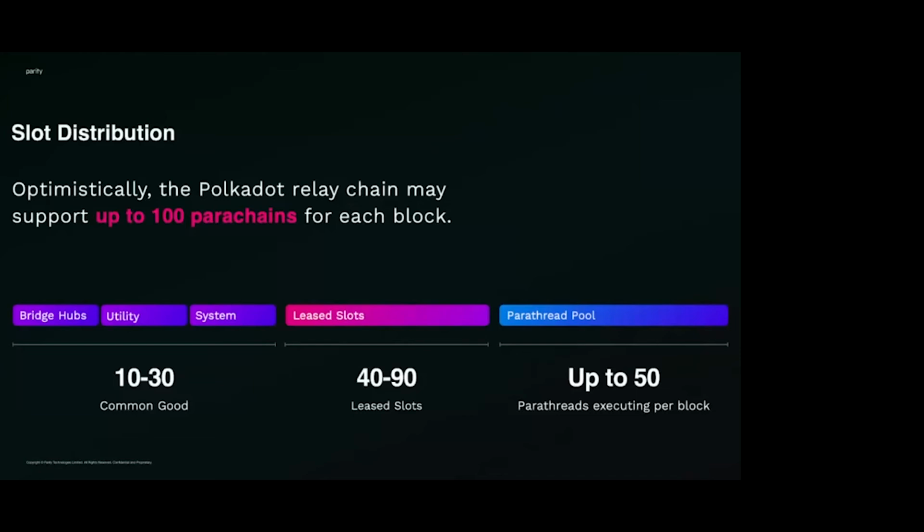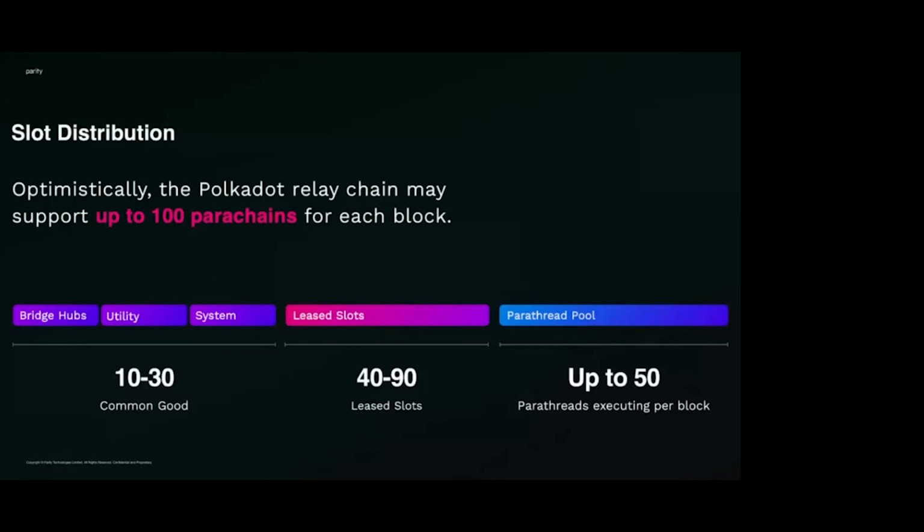Now, jumping straight into slot distribution, this is how the community behind Polkadot has decided how the 100 plus parachains that we talked about might roughly lead to. So 10 to 30 being common good chains, bridge hubs, utility system chains, and you can already see our assets chain, which is live across both Polkadot as well as Kusama. The utility chains or the system chains, other examples could be around governance, around tokens, and the bridge hubs. I think the name kind of speaks for itself.